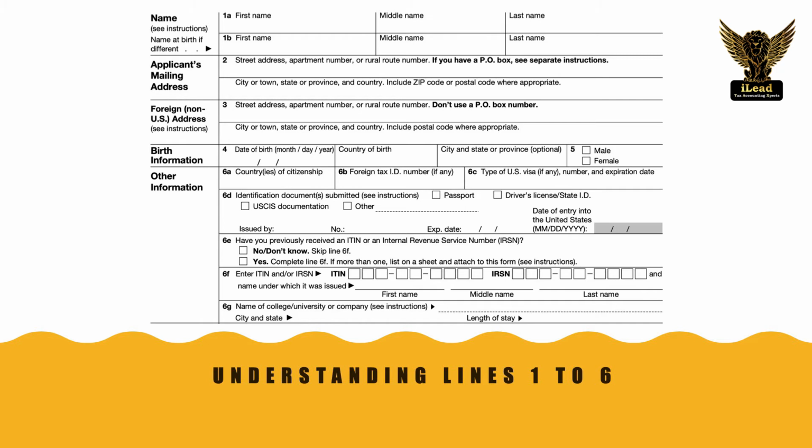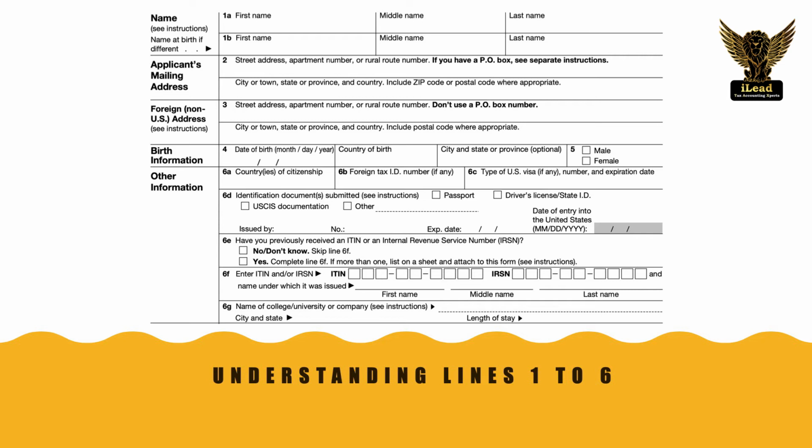Enter the country of birth, the country that you were born, and enter the city and state in which you were born. It's not the current city where you are living, but the city and state where you were born, and put your gender in box 5. And 6, country of citizenship, probably India, your foreign tax ID number, your PAN number, permanent account number in case, and type of US visa.